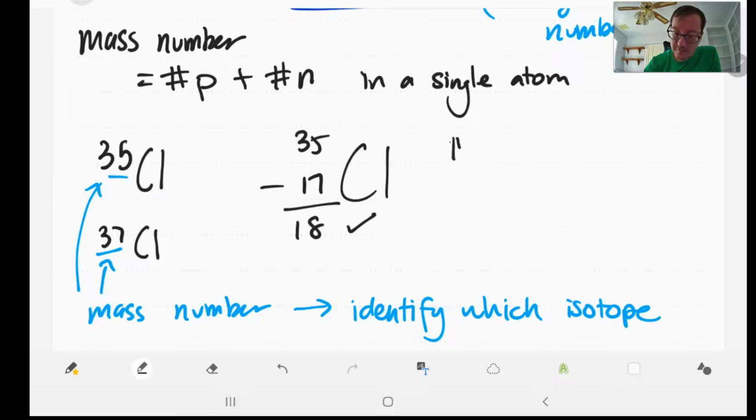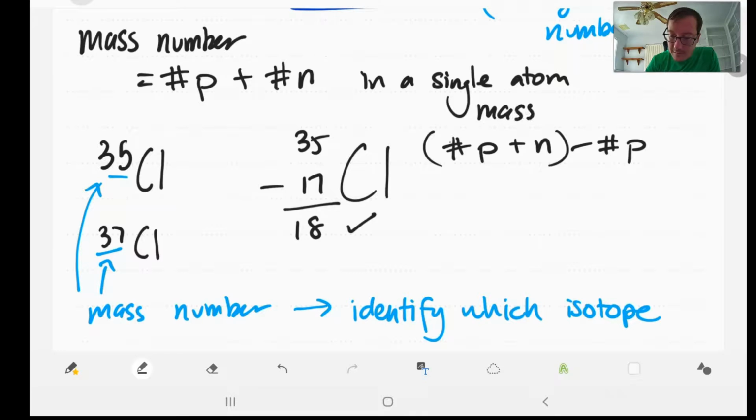Because mass number is protons plus neutrons. So if you do that minus your protons, protons minus protons, whatever number that is, you just get neutrons left, right? So that's your mass number here, and that's your number of neutrons. Okay, all right, that was very helpful. Awesome.